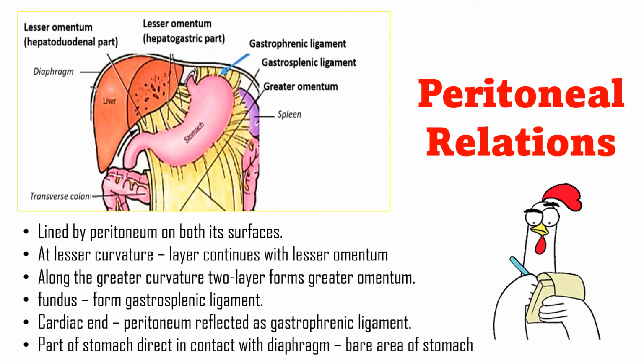So lesser omentum stretches from the lesser curvature of stomach to liver. Greater omentum stretches from lower two-thirds of greater curvature to transverse colon. Gastrosplenic ligament goes from the upper one-third of greater curvature to the spleen near the hilum, and gastrophrenic ligament stretches from the uppermost part of the fundus to diaphragm. So in order to remember the peritoneal relations, we need to remember four key points: lesser omentum, greater omentum, gastrosplenic ligament, and gastrophrenic ligament.